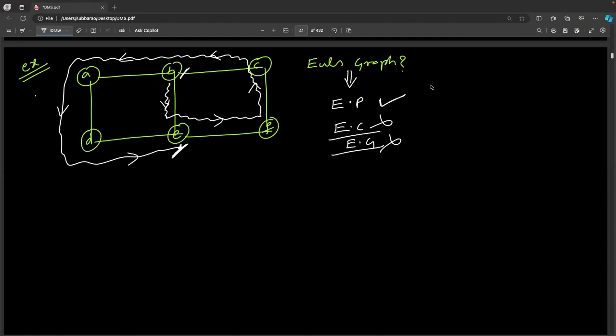At least is it semi-Euler? Semi means at least Euler path possible. If you want, you can say semi-Euler graph. But it is not a Euler graph. Somewhere I have seen semi, right? That is the reason I have written that also.